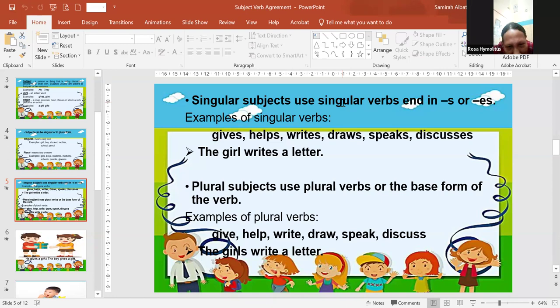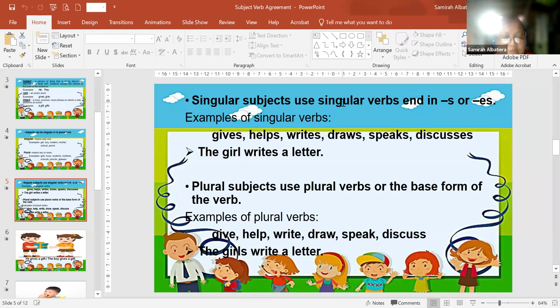A particular example: the girl writes a letter. What is our subject? The girl. What is our verb? Writes. What is the object in the sentence? Letter. Very good. We are talking about one girl, which means we add S or ES to the verb. That is why the original form of the verb write has been added with S to become a singular verb.